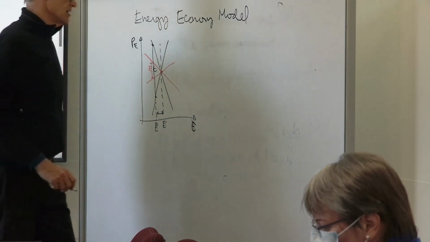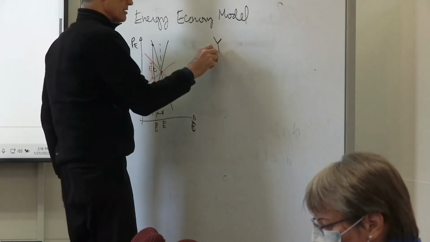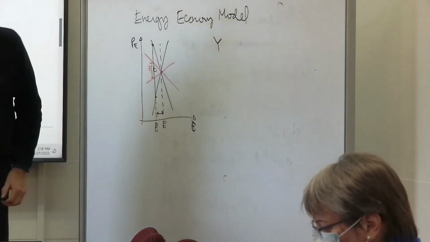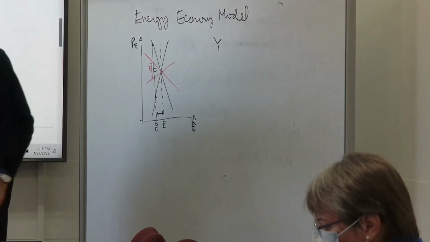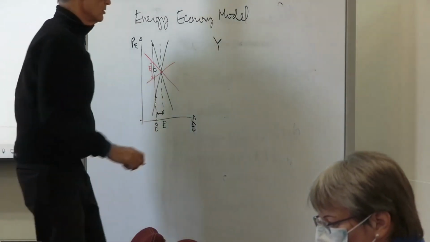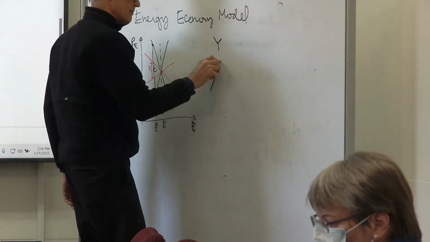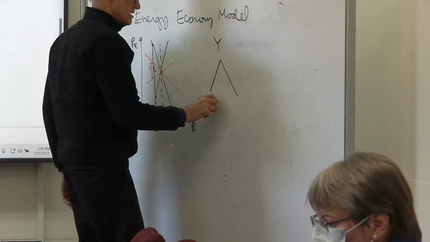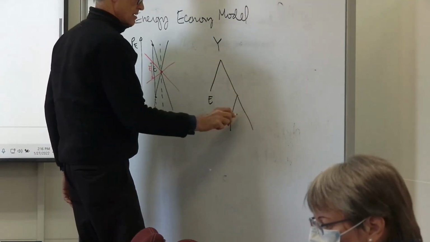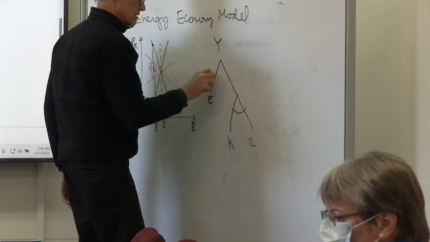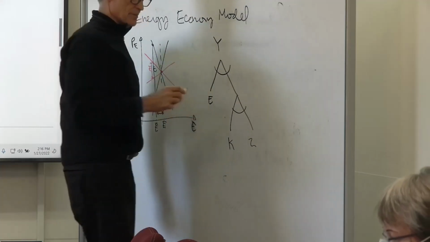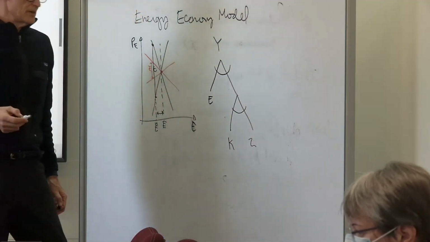So this is going to be Y. Let me just see how I did it. I've got to make sure I follow what I did. So I'm going to follow the merge style. Y, that's going to be E, and that's K L. So this is a model that's just a value added. There's no intermediate inputs.